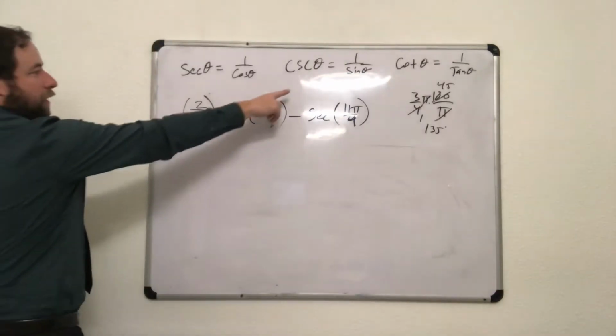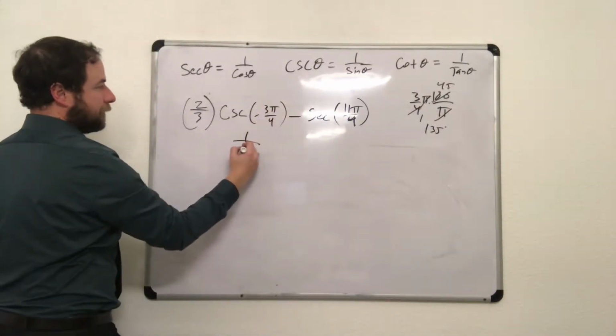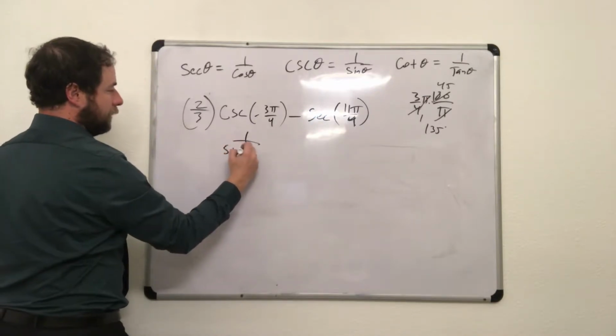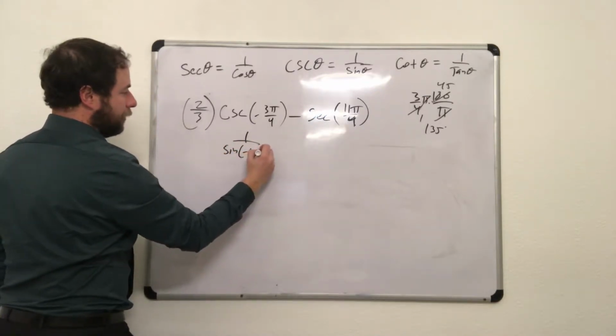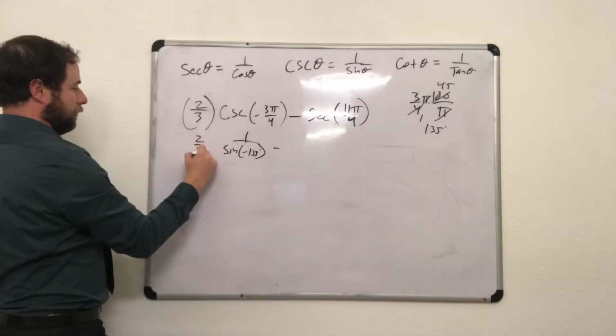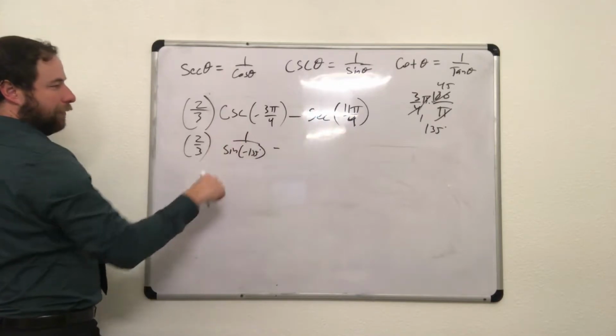But it's cosecant. Cosecant is 1 over sine. And it was a negative. So sine of negative 135 degrees. And this 2/3 you'll multiply after you figure out what that is.